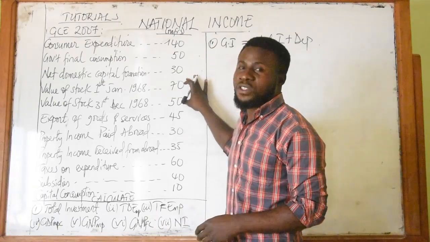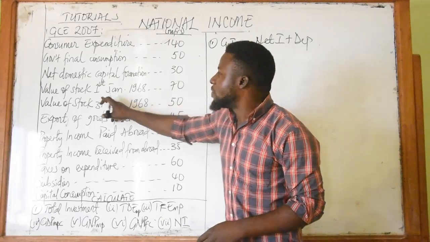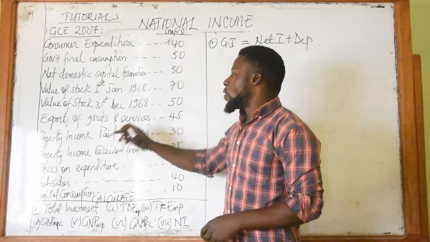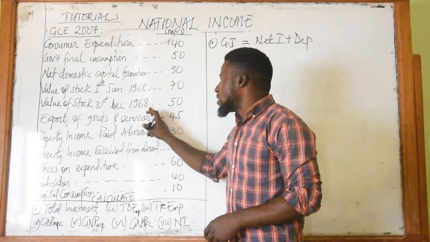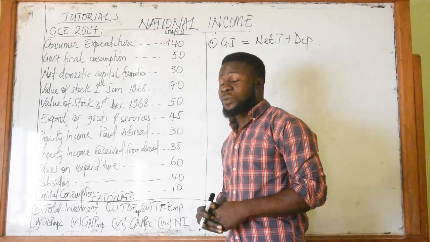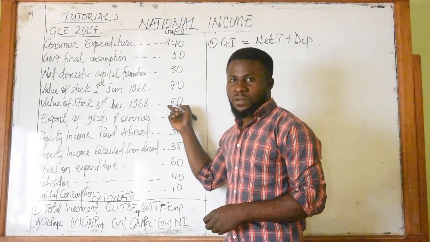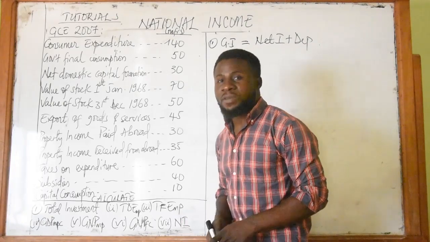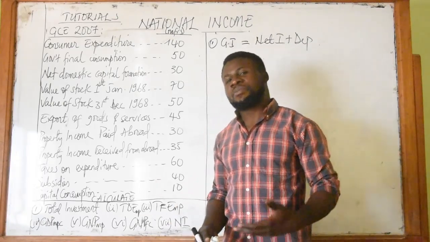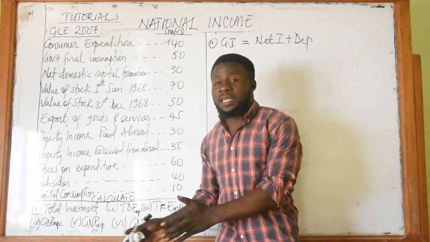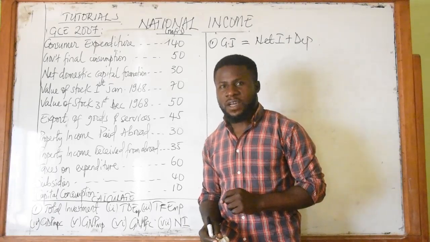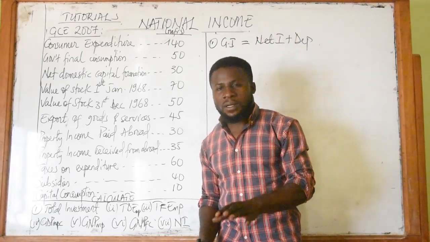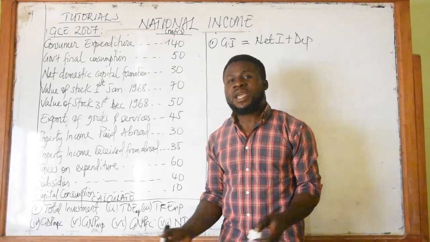We also need to look at the value of stock, because they have told us that the value of stock on the 1st of January 1968 was 70 million. Remember, everything is in millions. While the value of stock on the 31st of December 1968 was 50 million. That shows that there has been a negative change in the value of stock. There is what we call stock depreciation. When the value of a stock depreciates, it simply means that the prices are falling over time. When they appreciate, it means that the prices have risen over time. The prices of goods already produced and kept have risen over time, and that can falsify the national income values. So we always subtract stock appreciation, and then we add stock depreciation.